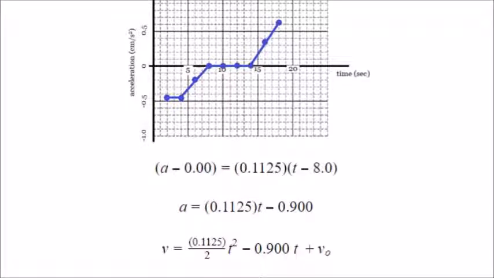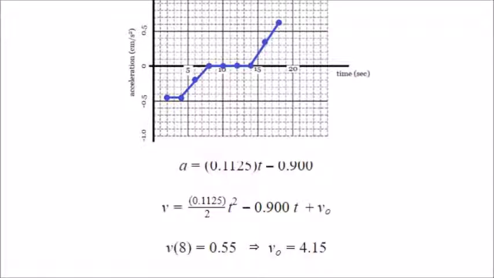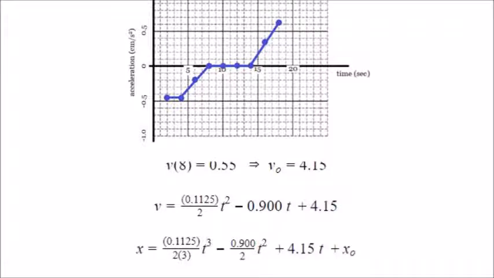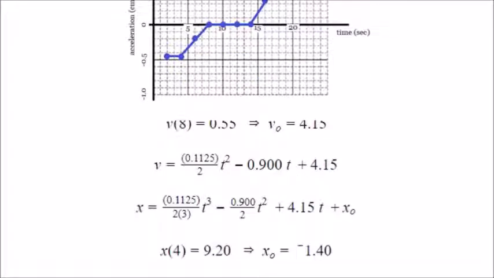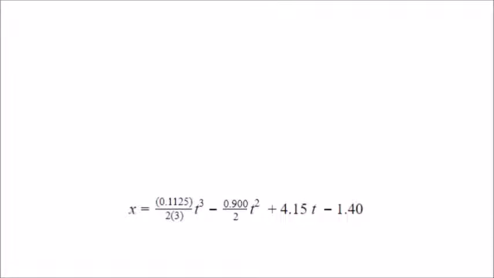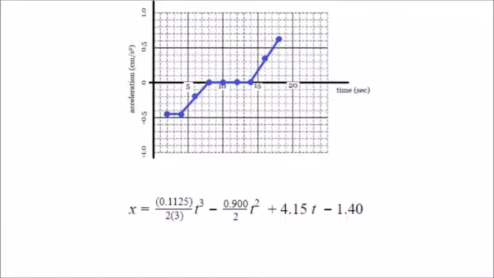Integrate to find an equation for velocity. But wait, what's that constant, v naught? Well, one thing we know is that the velocity at 8 seconds will be 0.55 centimeters per second. Use that to find v naught. Then take velocity, a good expression there, and integrate it to find displacement. Another constant needs to be found, and we can do that because we know that at 4 seconds, the bug was at 9.2 centimeters. Use that to find x naught, plug it in, and you're done. You now have an equation for displacement born from a changing acceleration.